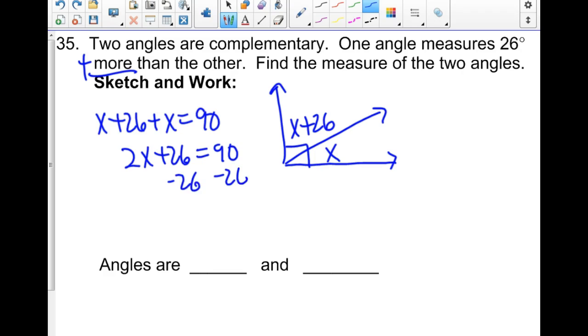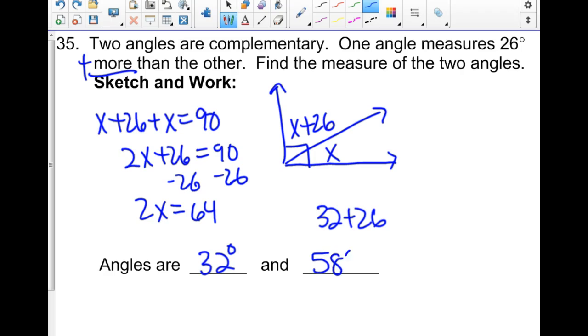Subtract 26 from both sides. 2 times x is 64. Divide by 2, and you get 32. So one angle is 32 degrees, and the other is 32 plus 26, which is 58 degrees.